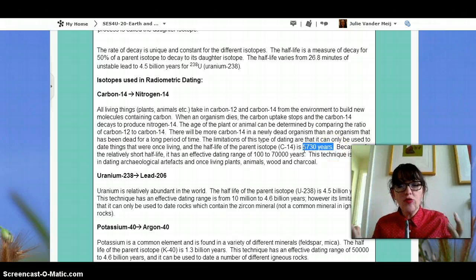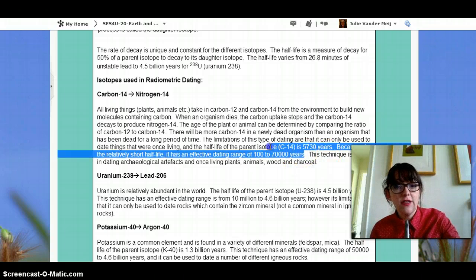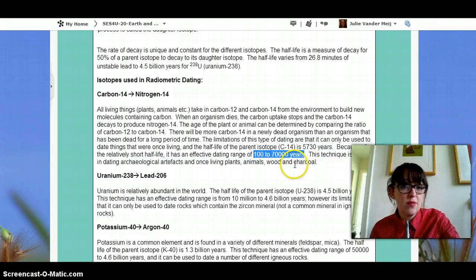The limitation of carbon, you want to keep an eye on this, is that carbon-14's half-life, or how long does it take for that atom to break up? What is the period of time that it takes for half of that sample to break up, is only 5,730 years. So carbon-14 isotopes can only be used to date samples from 100 to 70,000 years old.